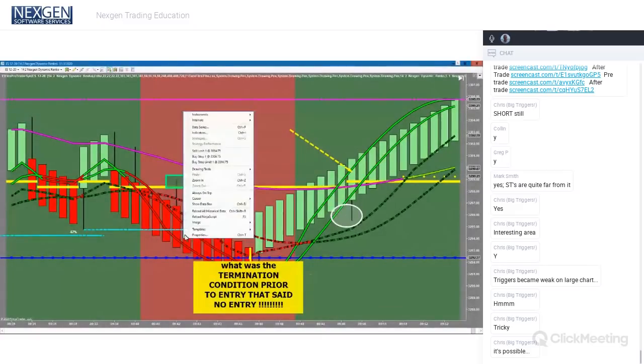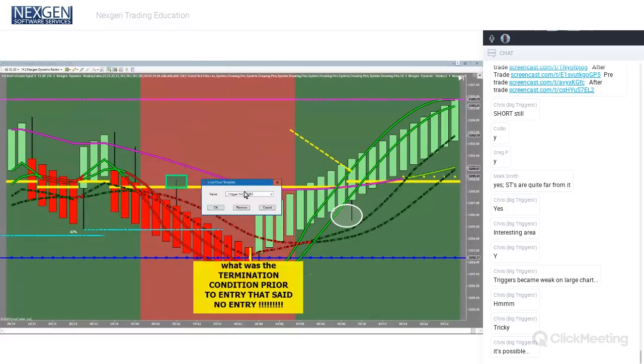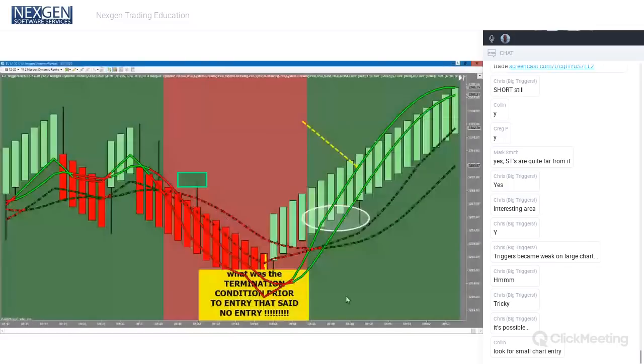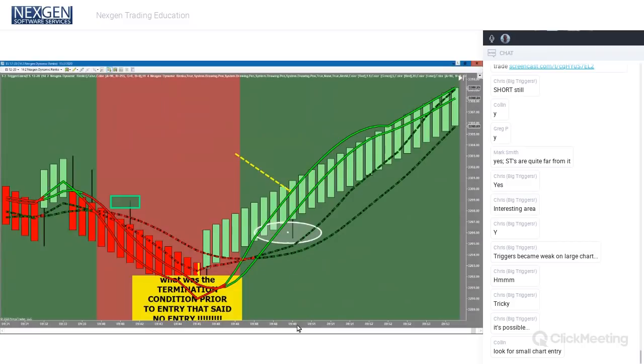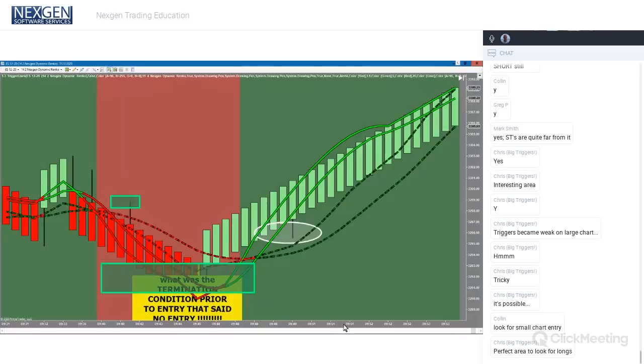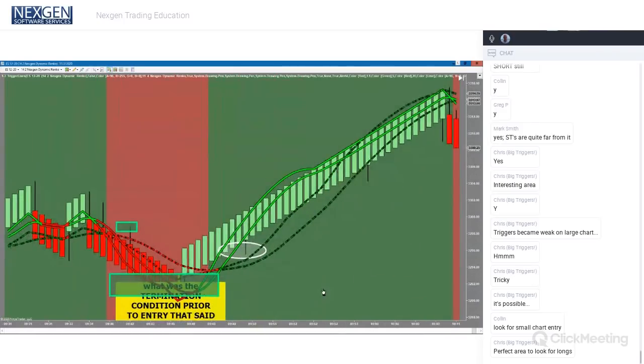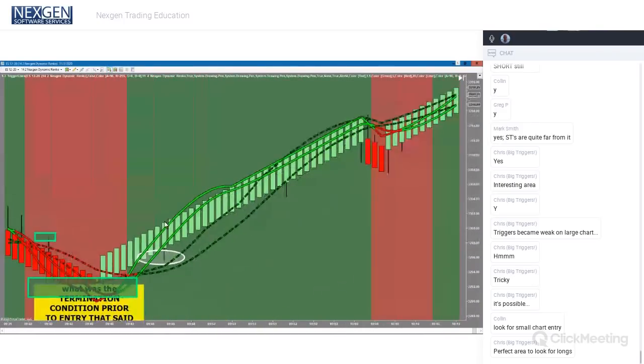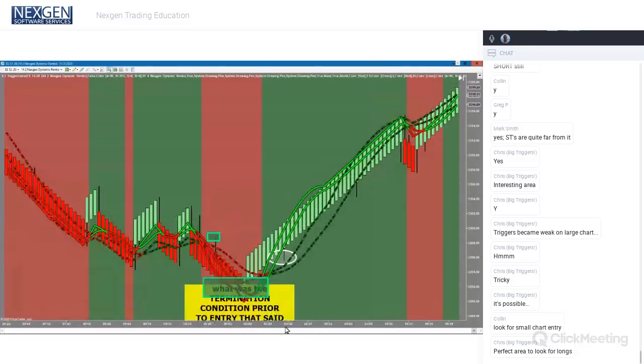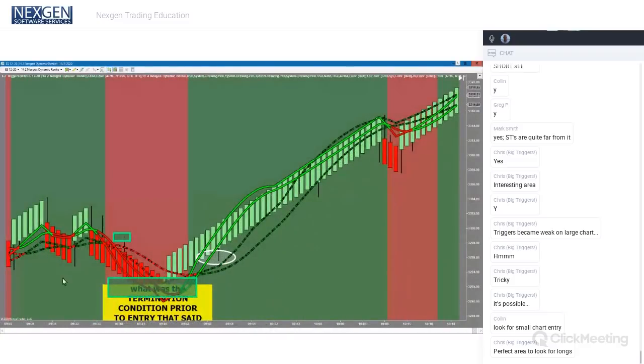Okay, let me ask you a question. Absent of strong areas of resistance, if you have fib support that holds, should you look for a long trade? You guys tell me. I mean, I know the rules. Hopefully you can see. If the fibs hold and the triggers roll, the answer may be yes.